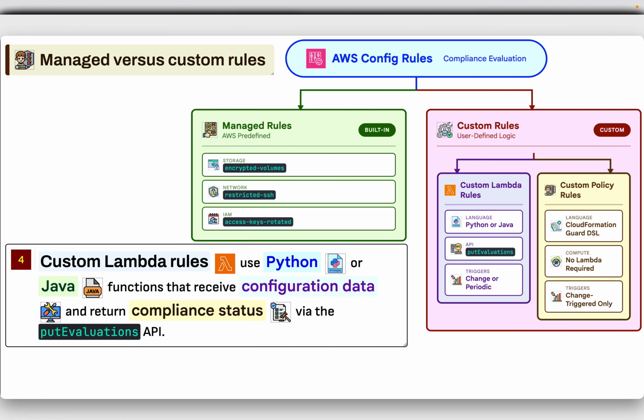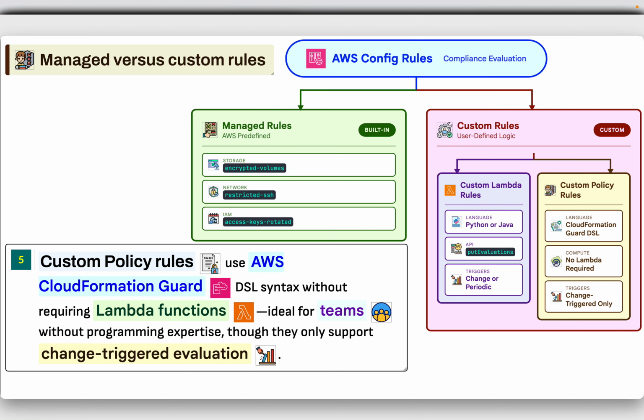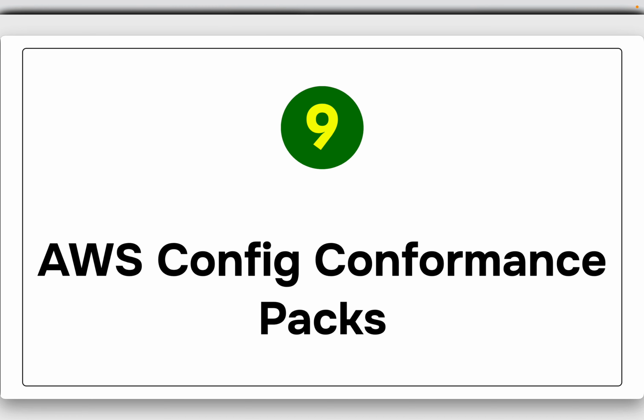First one, custom Lambda rules. These rules use Python or Java functions that receive configuration data and return compliance status via the put evaluations API. Custom policy rules. These rules use AWS CloudFormation guard DSL syntax without requiring Lambda functions. They are ideal for teams without programming expertise, though they only support change-triggered evaluation. And CloudFormation guard DSL is domain-specific language. Ninth topic is AWS Config conformance packs.